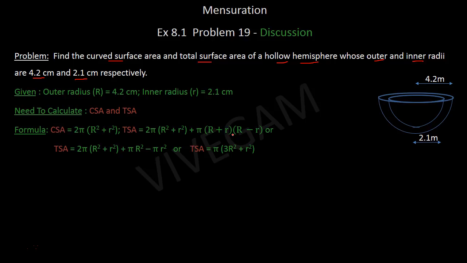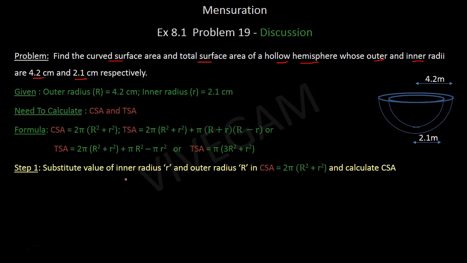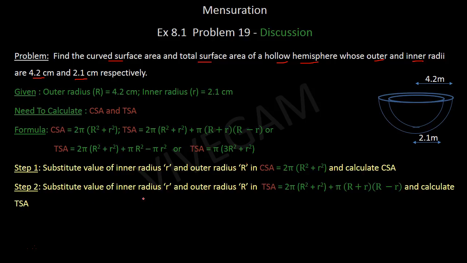Okay. So let me summarize the steps. Substitute the value of inner radius small r, which is 2.1 centimeter, and the outer radius capital R, which is 4.2 centimeter, in the formula CSA equal to 2 pi into capital R square plus small r square, and calculate CSA. Step 2. Substitute the value of the inner radius small r and outer radius capital R in TSA equal to 2 pi into capital R square plus small r square plus pi into capital R plus small r into capital R minus small r, and calculate TSA.